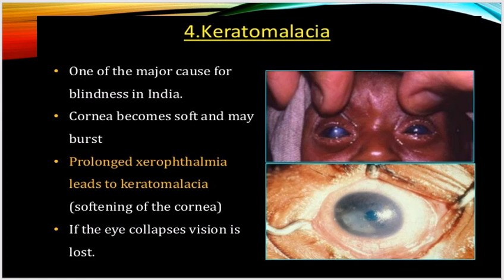Keratomalacia is one of the major causes of blindness in India. The cornea becomes soft and may burst. Prolonged xerophthalmia leads to keratomalacia, and if the eye collapses, vision is completely lost.